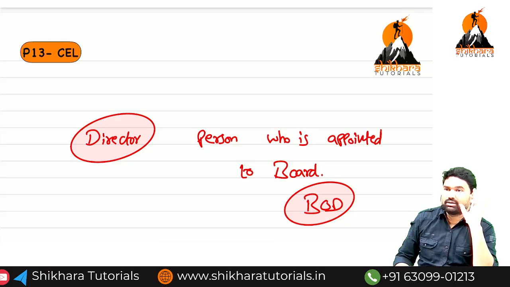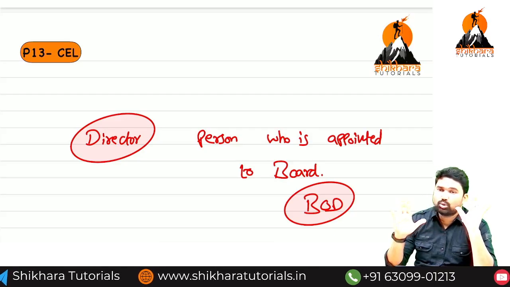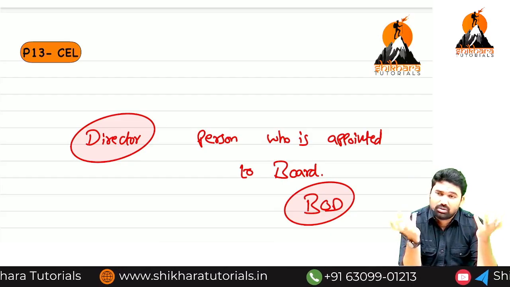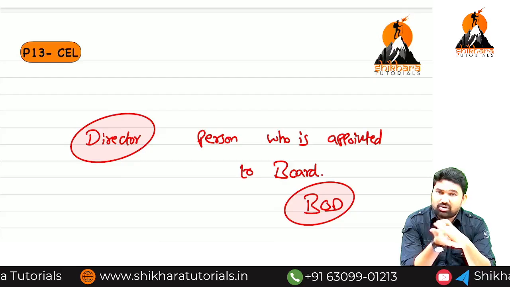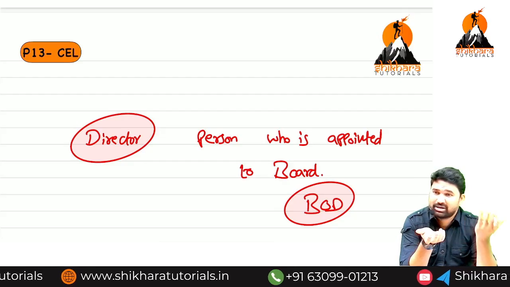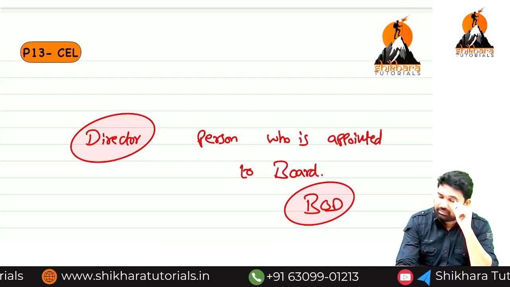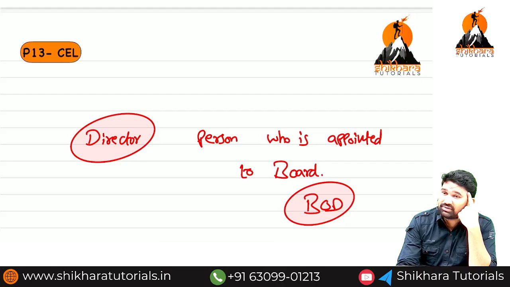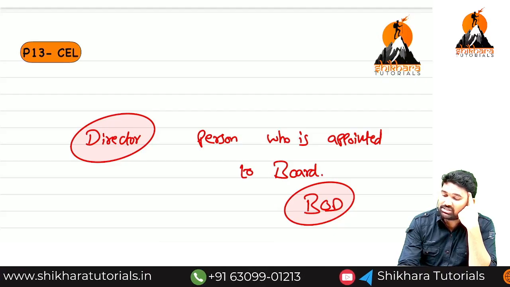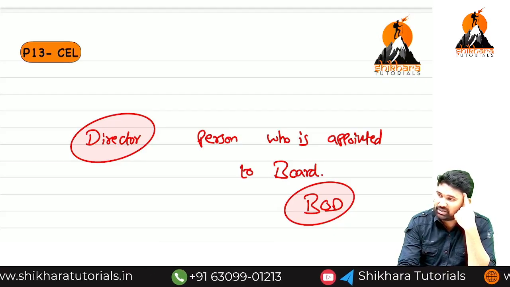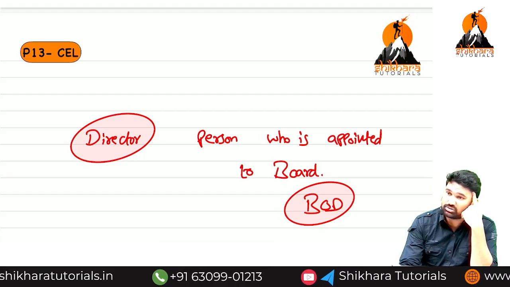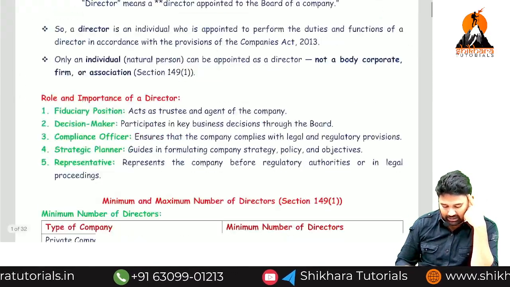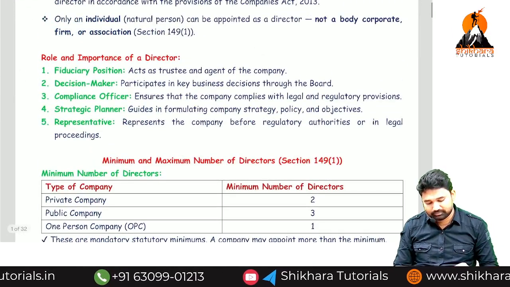Sir, okay. Now I understood who is a director. Director is a person who is appointed to the board. And they are collectively called board of directors, individually called a director. But what is their role? Why do we need directors for a company? What is the role of directors in a company behind the administration of the company? Basically, 5 roles are there. Those 5 roles are here.